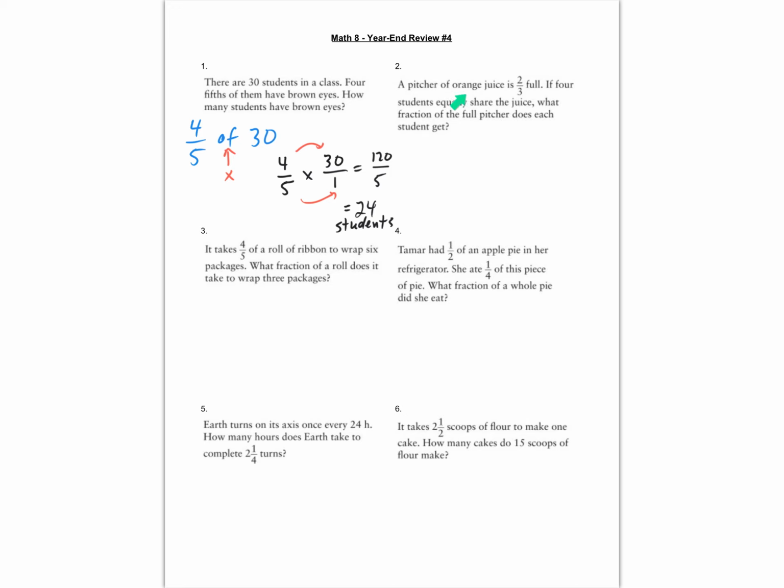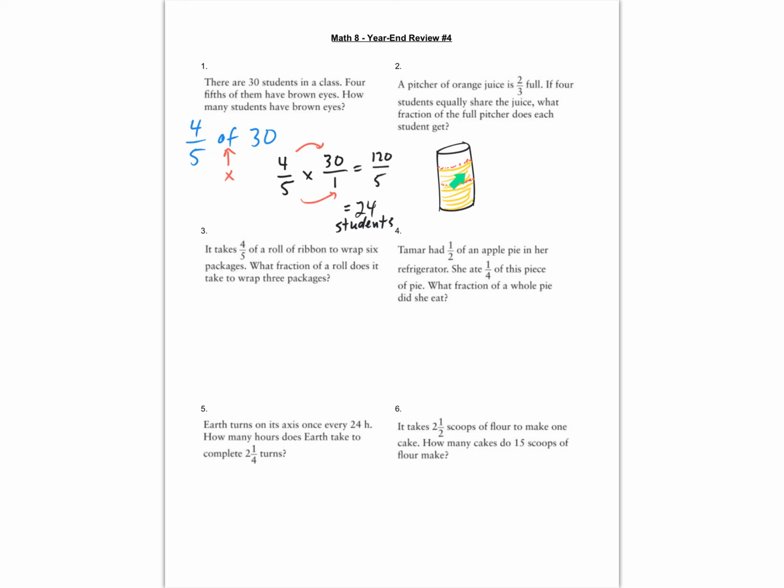A pitcher of orange juice is 2/3 full. If 4 students equally share the juice, what fraction of the full pitcher does each student get? Okay, so you've got a jug of juice here. I'm going to draw it. And it is 2/3 full of orange juice, even though this is clearly apple juice. Okay, so I've split it into thirds here. Okay, and this is 1/3, and this is 2/3, and then 1/3 of it's gone.